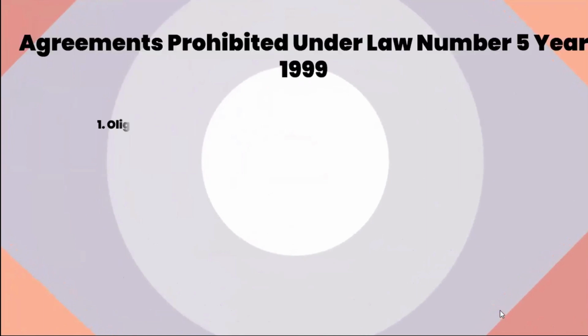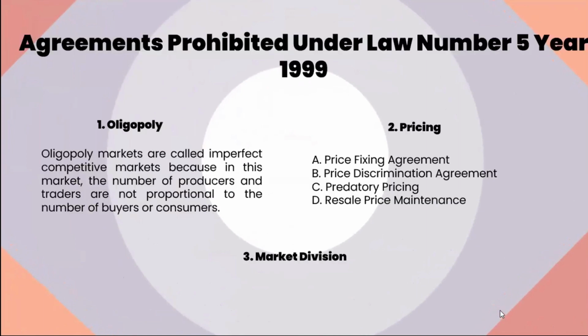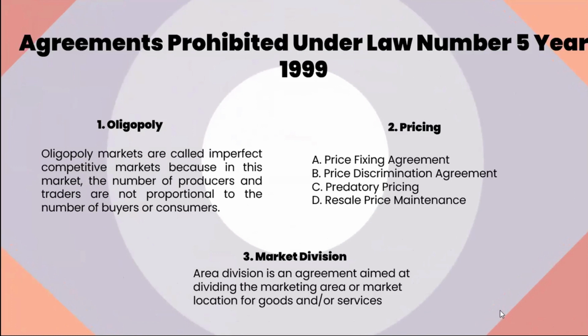The rule of reason approach is used in order to determine whether or not an act was considered illegal, even if the act does not have enough evidence to be used against regular law. An oligopoly market is an imperfect competitive market. It is called this because the number of producers and traders within a market is not proportional to the amount of buyers and/or consumers in that market.